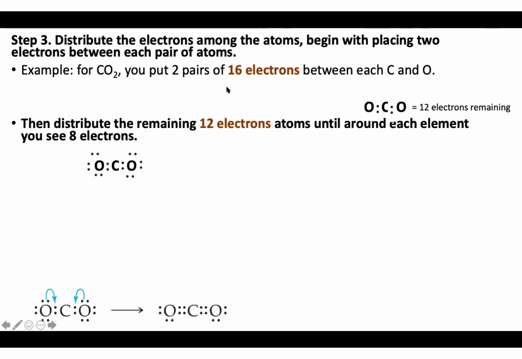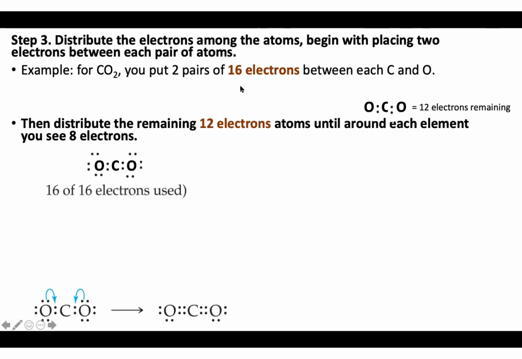Okay, but am I reaching the octet rule here? So let's check. Oxygen has 8 valence electrons. Here oxygen is 8, but carbon is not, it's 4. So what should I do here, guys? I cannot just create more valence electrons because I cannot go over 16. So please never go over what you calculate for total valence electrons.